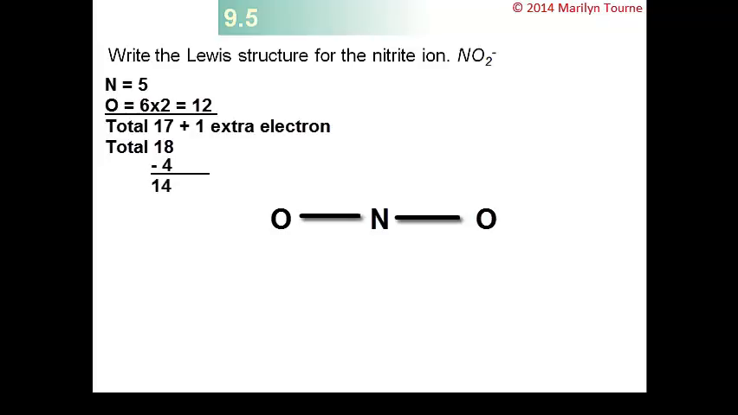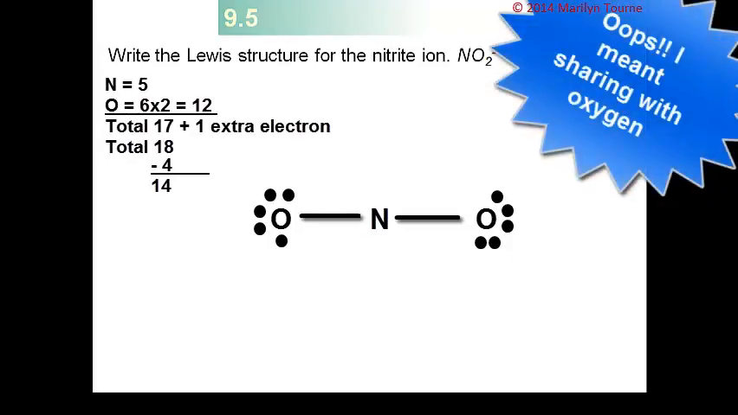So the next thing I'm going to do is ask myself, okay, how much does oxygen originally come with? It comes with 6 valence electrons. Right now it's sharing 1, so I'm going to draw 5 more around it. 1, 2, 3, 4, 5. Next thing I'm going to do is do the same thing for nitrogen. Ask myself, how many valence electrons does nitrogen originally come with? Comes with 5. So right now it's sharing 2, 1 with each oxygen. So I'm going to go ahead and put 3 more, a lone pair and then 1 single electron.